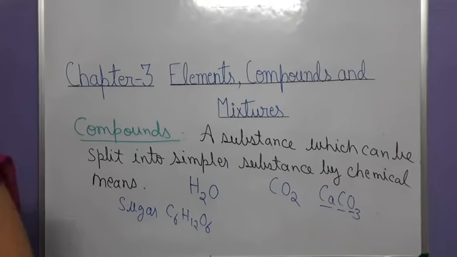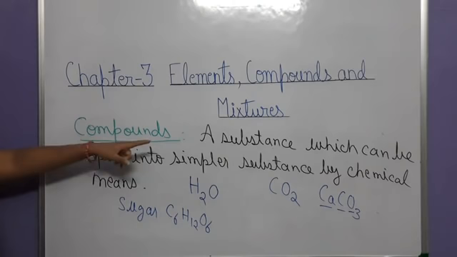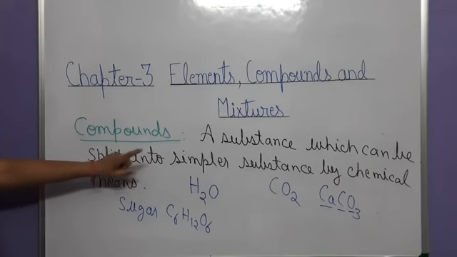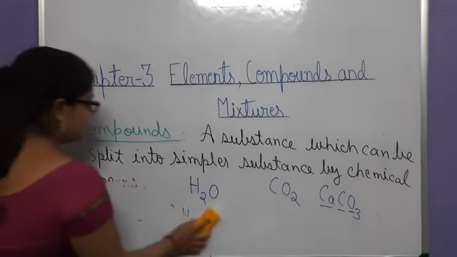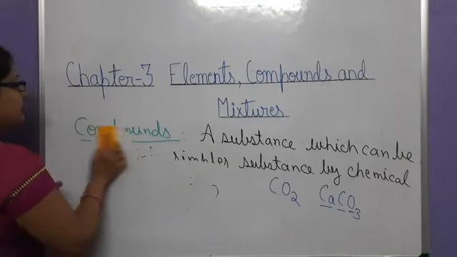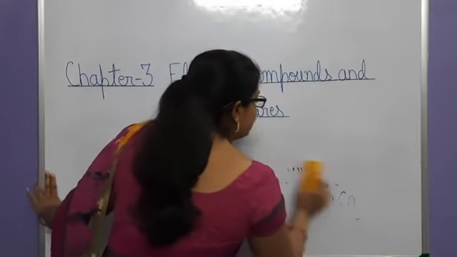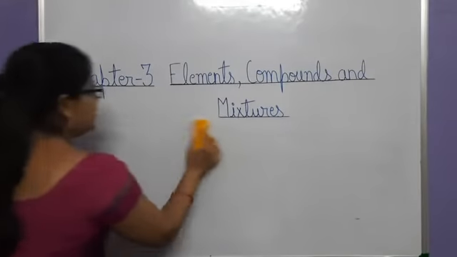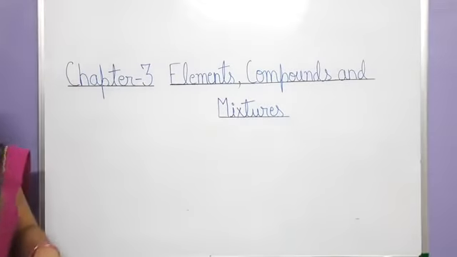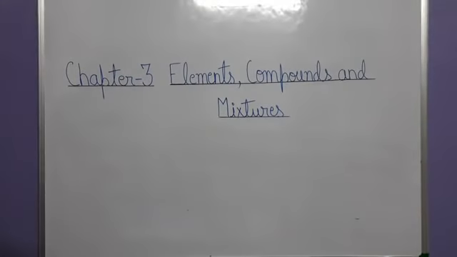Next, splitting of a compound into simpler substance. So in the definition I have told you these are those substances which can be split into simpler substance by chemical means. So now in this topic we are going to study about those chemical methods by which compounds can be split into simpler substance.